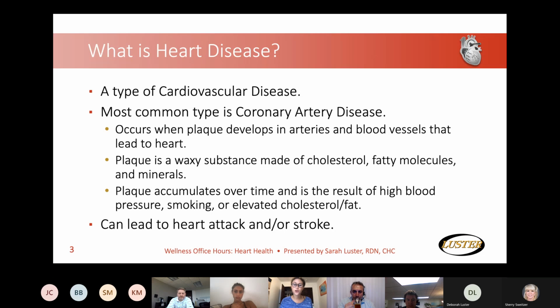It occurs when plaque develops in arteries and blood vessels. And this can lead to heart attack and stroke. So coronary artery disease is what we traditionally think of when we think of heart disease. And just to give you basic biochemistry, nutrition, plaque is a waxy substance made of cholesterol, fatty molecules, and minerals, and it accumulates over time, and it's the result of high blood pressure, smoking, or if you have too much cholesterol or too much fat in your blood. And this can lead to heart attack and or stroke.